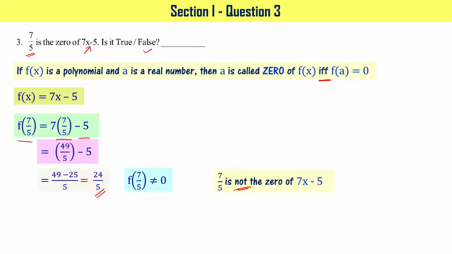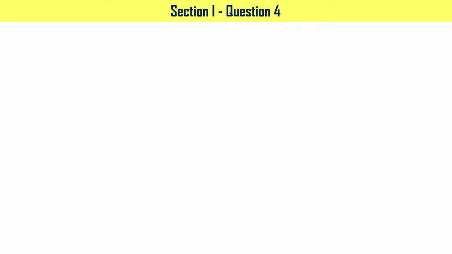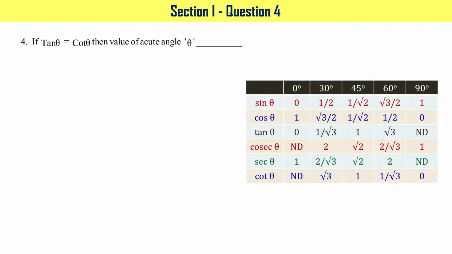Now, let's go to the next question. Question number 4. If tan theta equal to cot theta, then the value of acute angle theta is what? From this table, you can see that tan 45 degrees is 1 and cot 45 degrees is also equal to 1, right? It means the theta we are looking for is 45 degrees.